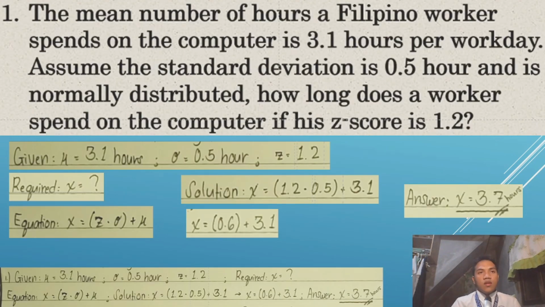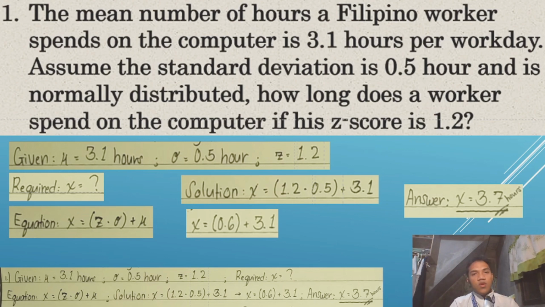Now, we're gonna get the given, which is 3.1 hours, the mean number of hours a Filipino worker spends on the computer. Then we're also gonna have the given standard deviation, which is 0.5. Then finally, we have the z-score, which is 1.2. Now, what we're looking for is how long a worker spends, so we have the clue that it is the score or the random variable x.